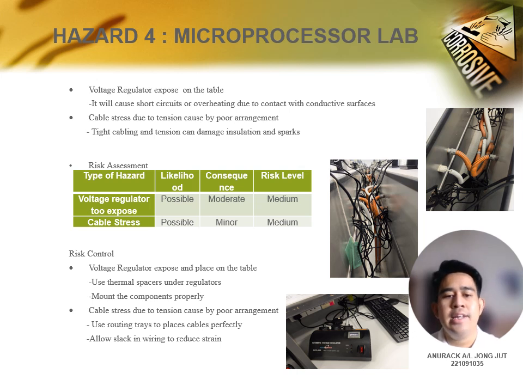Lastly is the cable stress due to tension caused by poor arrangement. How we are going to control it is by using routing traces to place cables properly, so the cables will have a good arrangement. They won't contact each other and cause cable stress. And lastly, allow slack in wiring to reduce the strain in the lab.